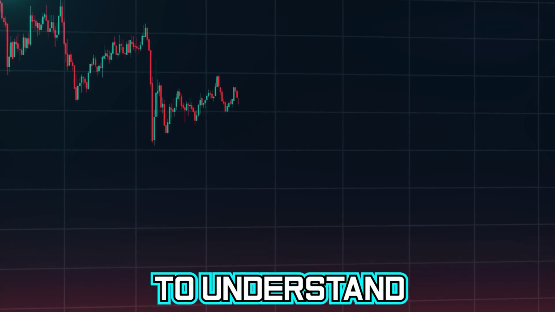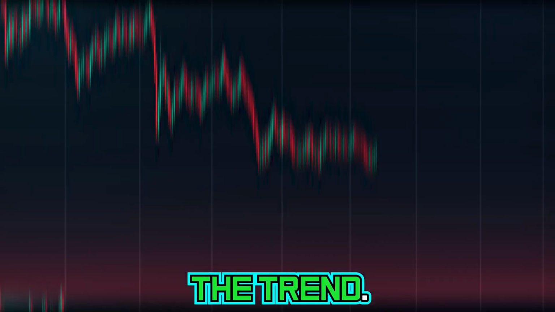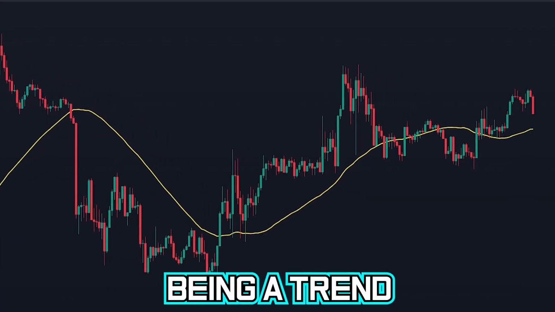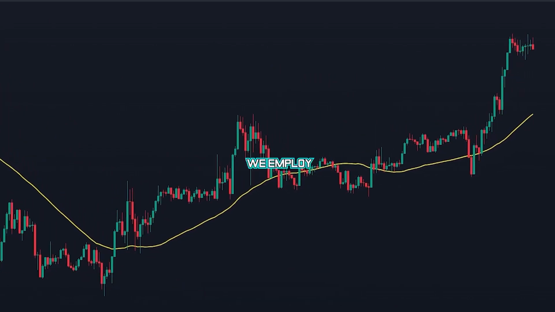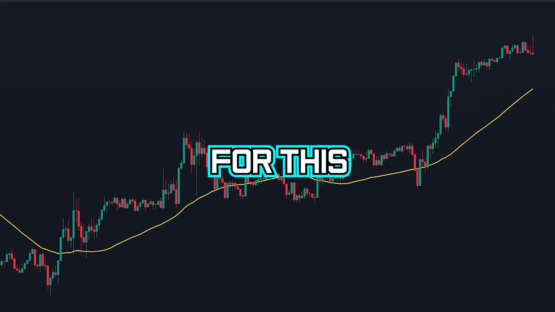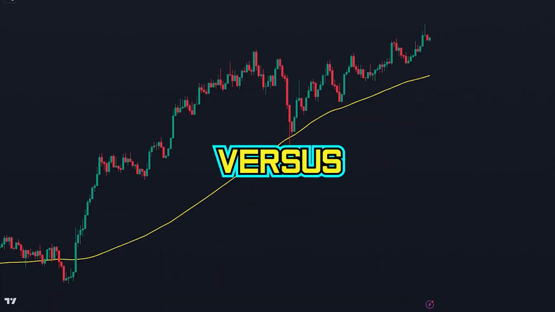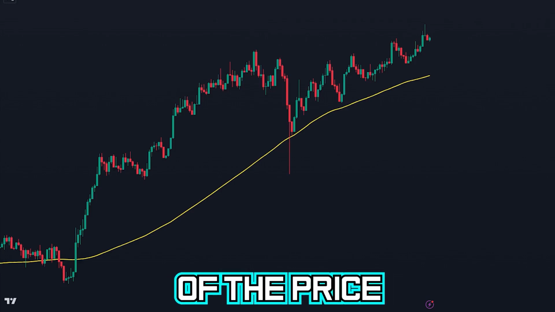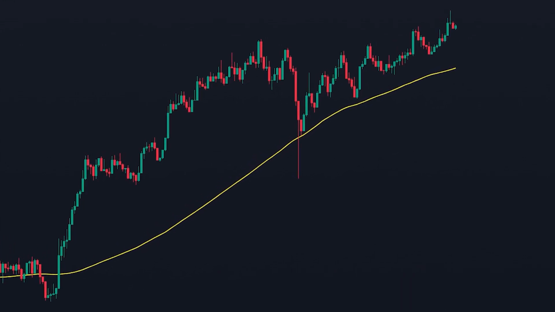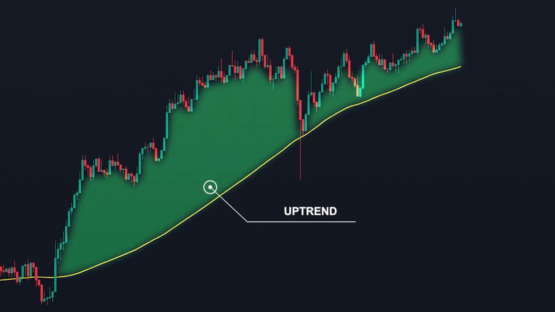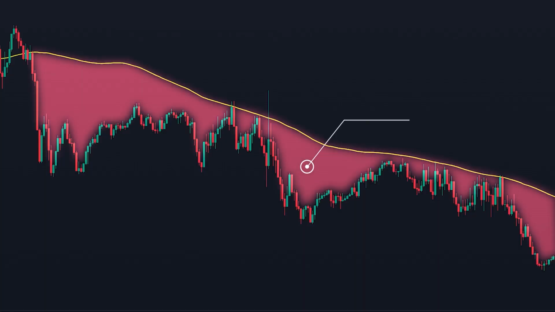First, you need to understand how to identify the trend. The moving average, being a trend indicator, aids in discerning the direction of price trends. We employ 2 techniques for this. 1. Price versus moving average. The location of the price relative to the moving average helps determine market trends. An upward price above the moving average signals an uptrend, while a downward price below it indicates a downtrend.